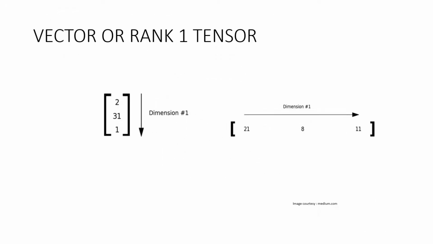Next is vector. A vector, as discussed, a rank 1 tensor is called a vector. Physical quantities such as velocity, displacement, acceleration, electric field, magnetic field are vectors.